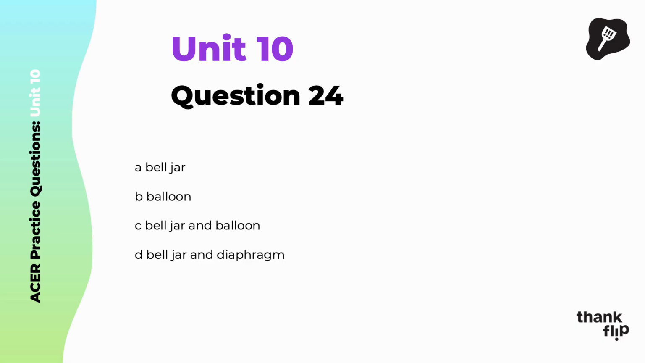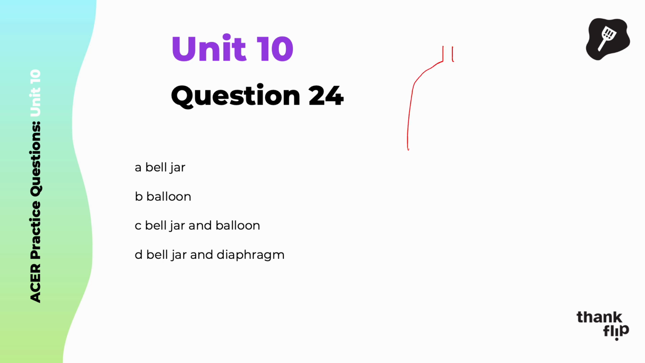Unit 10 shows us a schematic of something that's trying to represent lung function. And the actual question itself, question 24, is basically asking us which aspect in the schematic is best representative of a lung. So we have the bell jar, which is the jar that is surrounding the balloon in this case. Then we have the balloon, we have the bell jar and the balloon together, and then we have the bell jar and the diaphragm together. So I'll quickly draw a basic schematic just so that we can see.